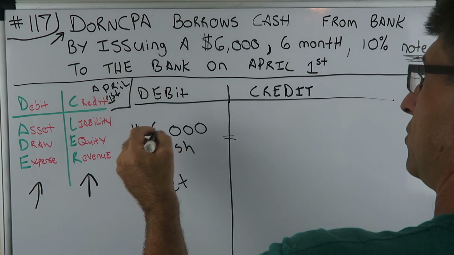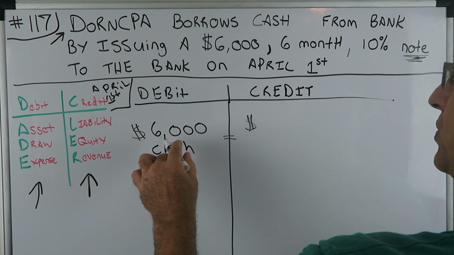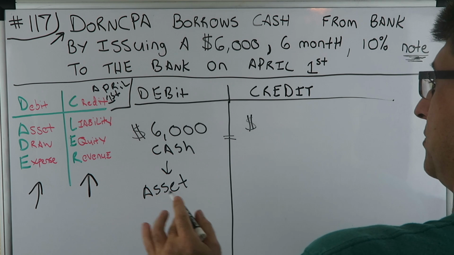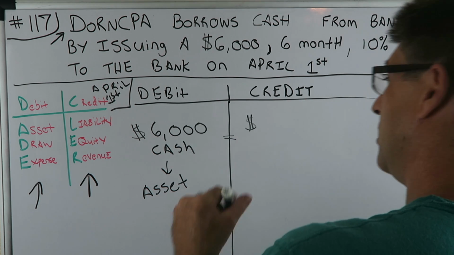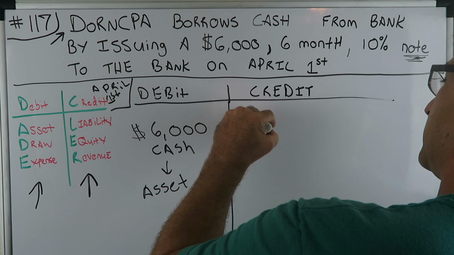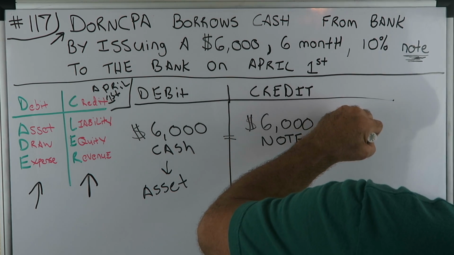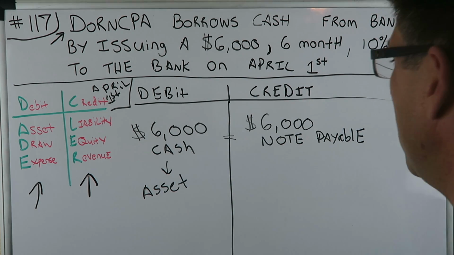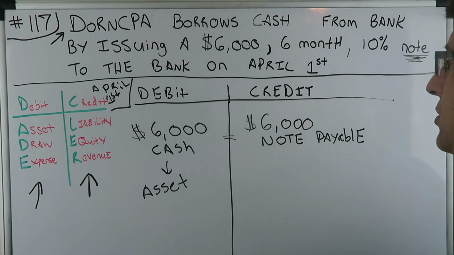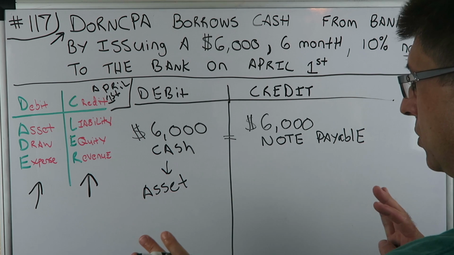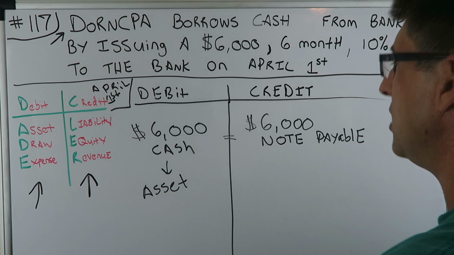It's going to equal. That's how much cash we got. The debit side is $6,000, and the note is for $6,000 because we haven't added the interest in yet. So the note's going to be for $6,000, and it's going to be a note payable. How did we know it was $6,000? Well, because that's how much the note's for, and they always equal. Debits always equal credits.